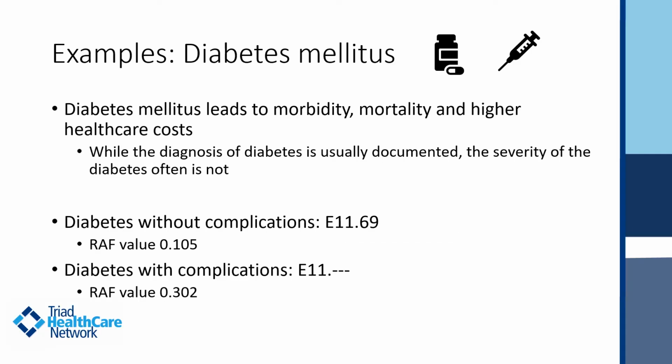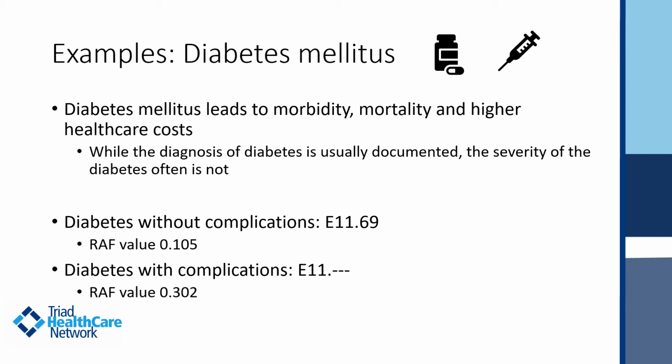Now, with that background, let's look at a couple of specific codes and specific diseases and just understand a little bit more about how this works. So let's look at diabetes mellitus. Of course, you know that diabetes mellitus leads to morbidity, mortality, and higher healthcare costs. And while the diagnosis of diabetes is usually documented, the severity of the diabetes is often not documented.